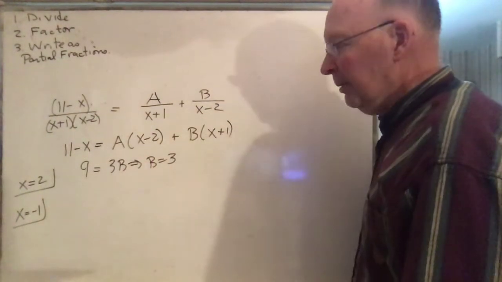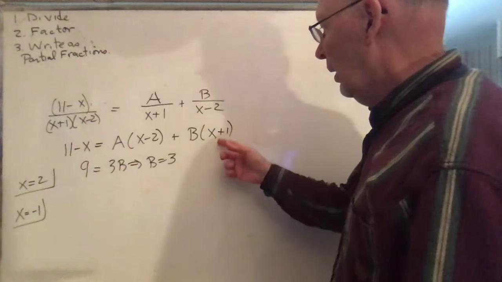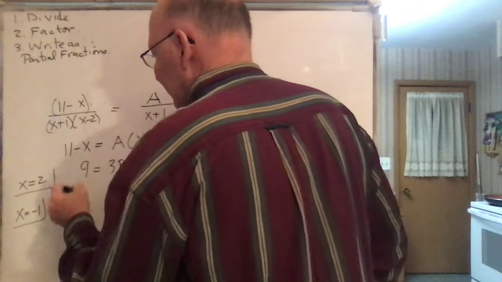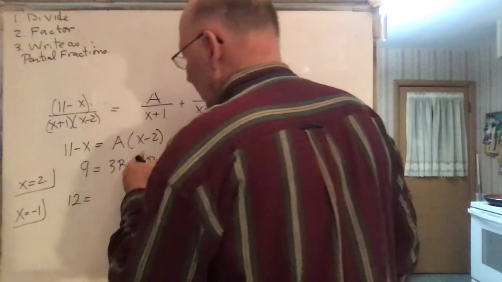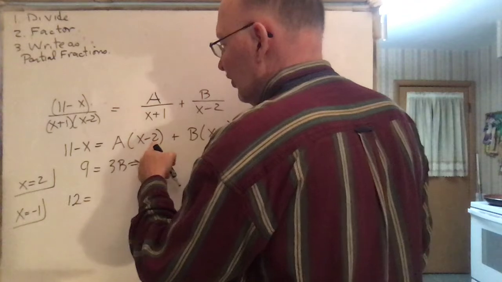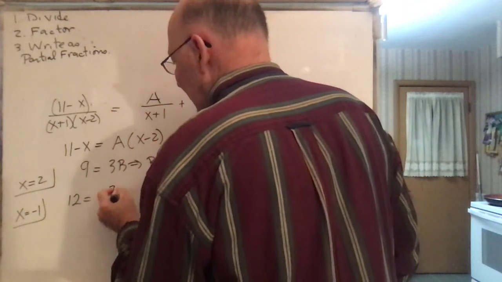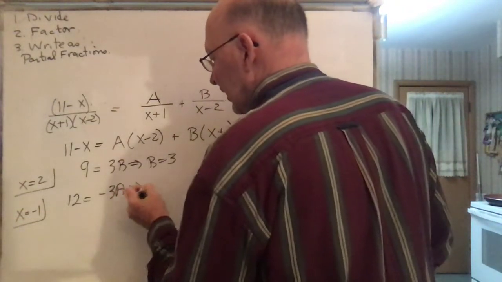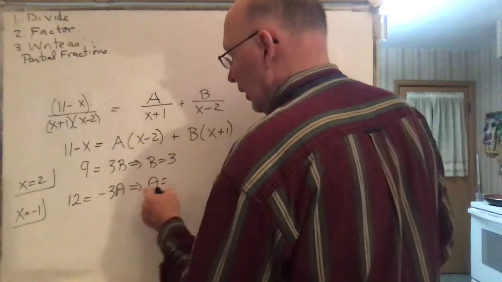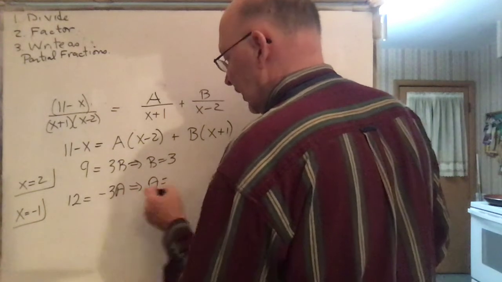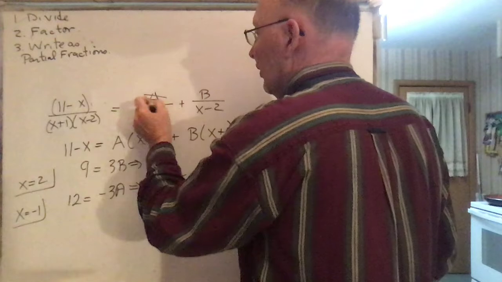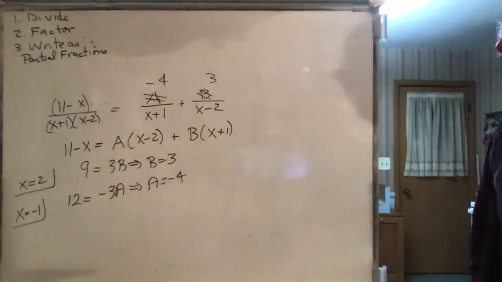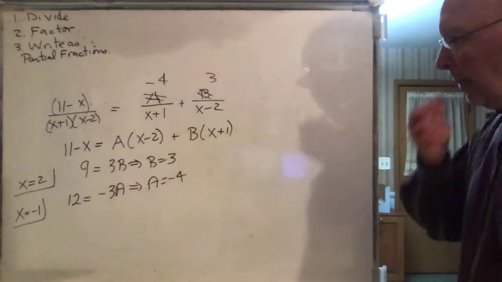And when x is -1, what do we get? If x is -1, I'm going to get 11 minus a -1, which is 12 on this side. -1 minus 2 is -3, so it's going to be -3a on this side. And then, of course, this went to 0, which is what we intended. And so a is equal to what? A is equal to -4. So there's a -4, there's a 3, and that's what we started with. See that? So that's the method of partial fractions.